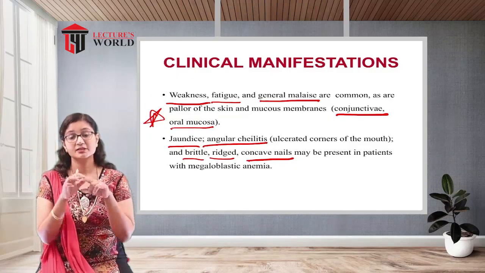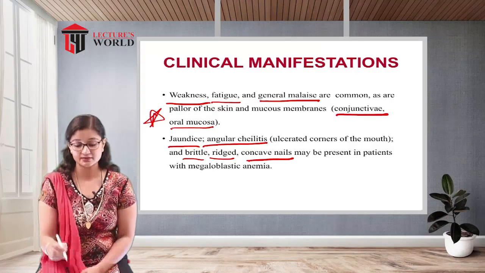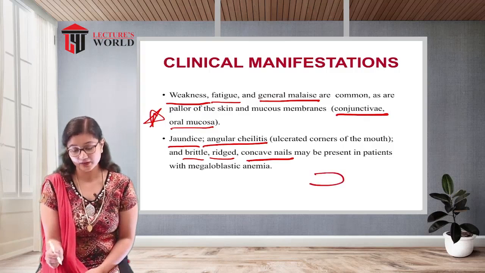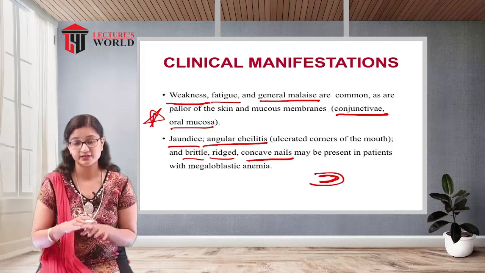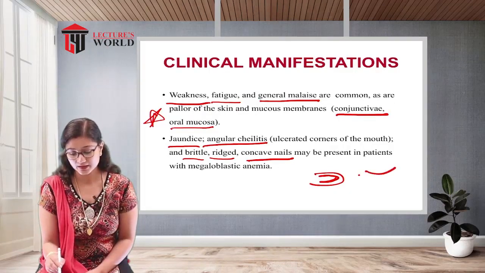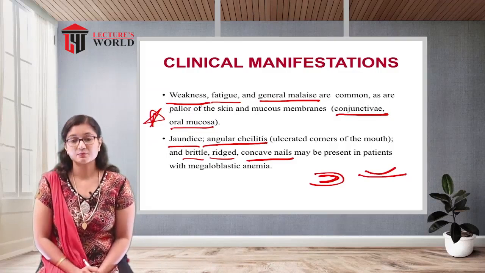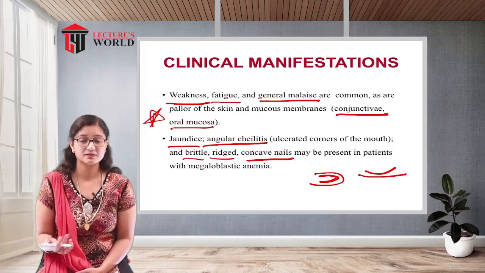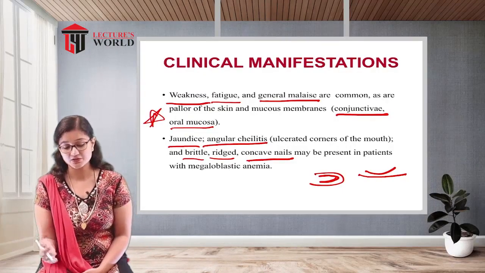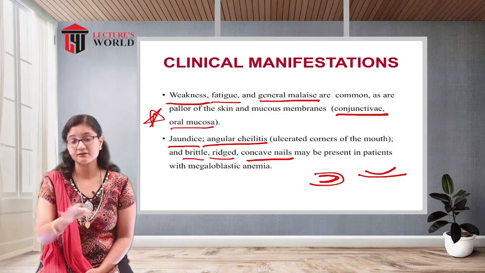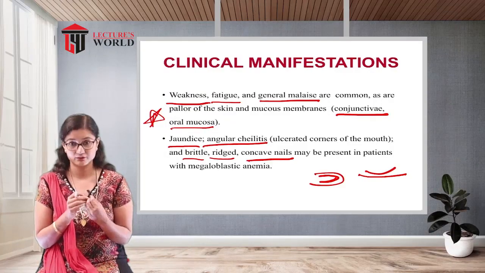Okay, so your nails become concave. Cave means like a cave itself, it's like this. If this is the finger, just consider it, nails are always nicely convex, but here it will go like this, concave nails. Okay, may be present in patients with megaloblastic anemia. In megaloblastic anemia, which is one of the different types of anemia, we can have the patient suffering with concave nails which are brittle, that is, they can break off very easily.